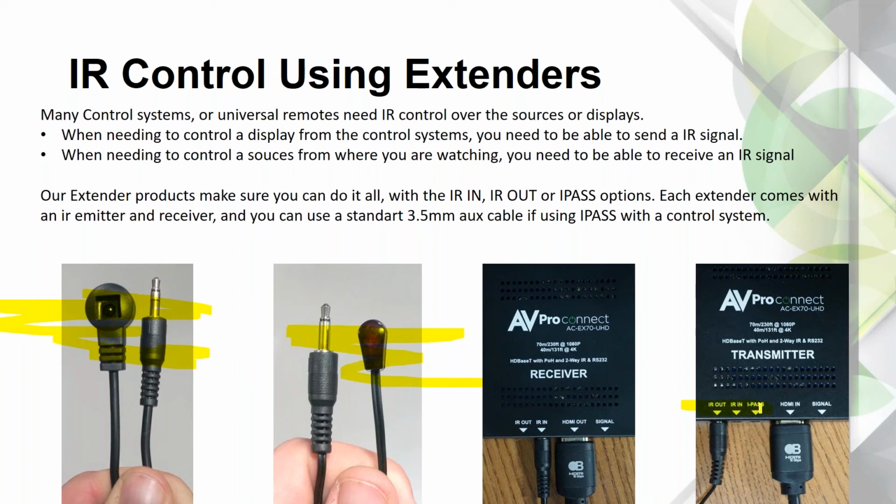You just get a nice clean connection. With the IR, then of course you can control the set-top box in the rack from the bedroom or the living room, or vice versa. From the rack, you could actually turn the TV on or off if you had it set up that way. So there's a lot of different applications with IR control using extenders.